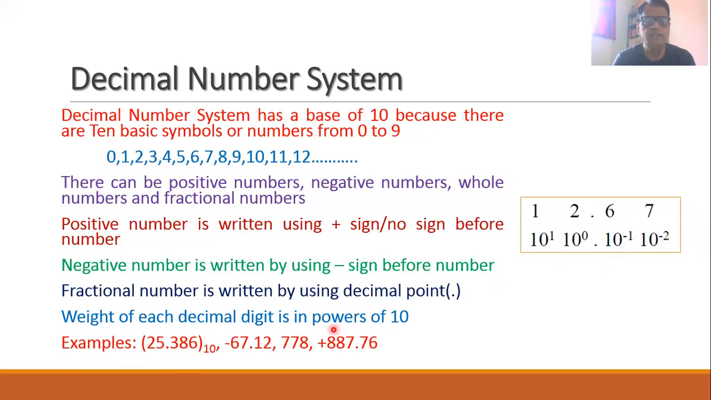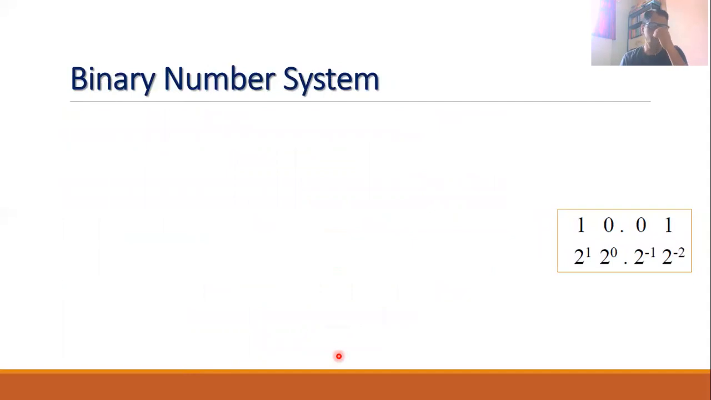Now these are the different examples of how numbers can be written in decimal number system. Suppose this is my first number, 25.386, and now to indicate that this is a decimal number, what I do is that I write 10 as the suffix. So it indicates that this is a decimal number. Similarly, this is a negative fractional decimal number, this is a whole number, and this is a fractional decimal number with positive sign.